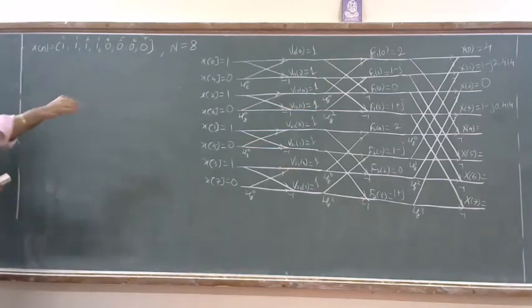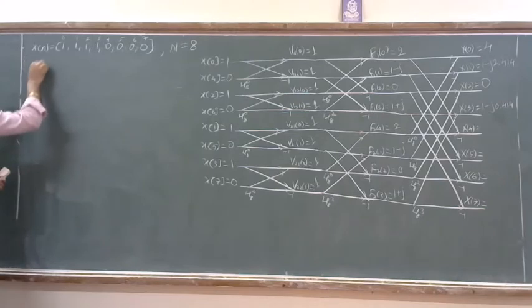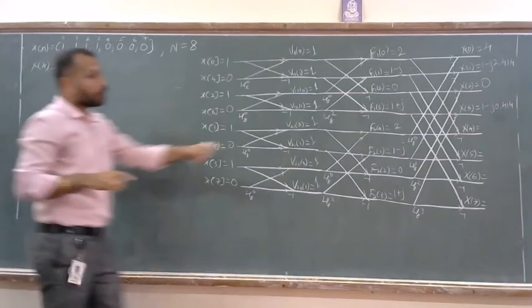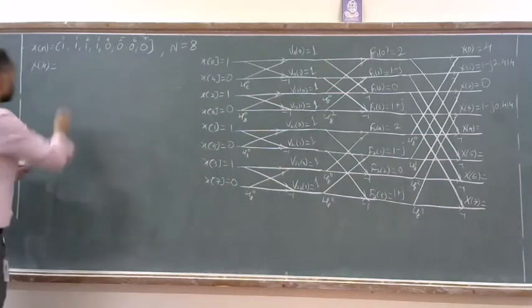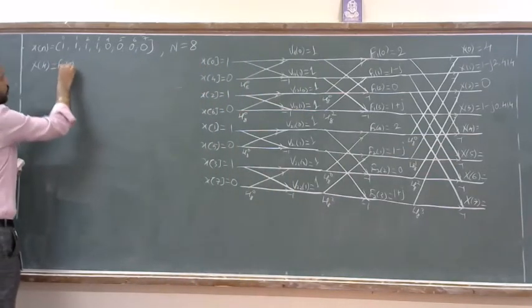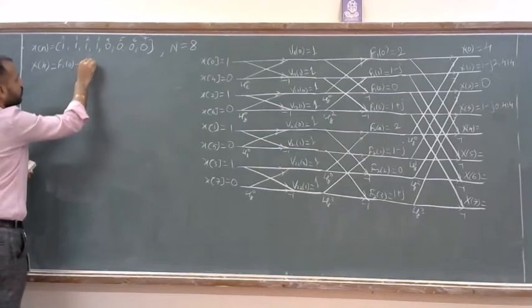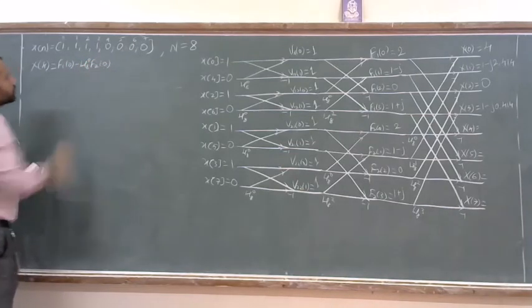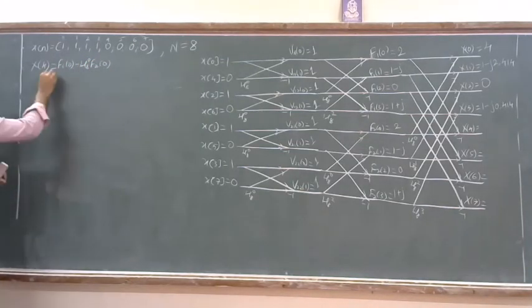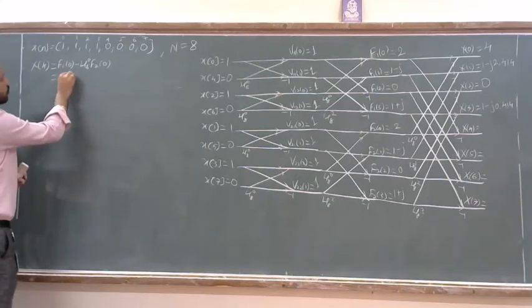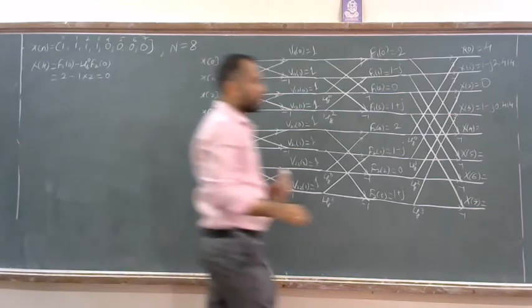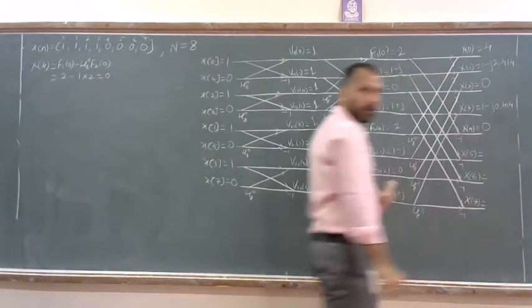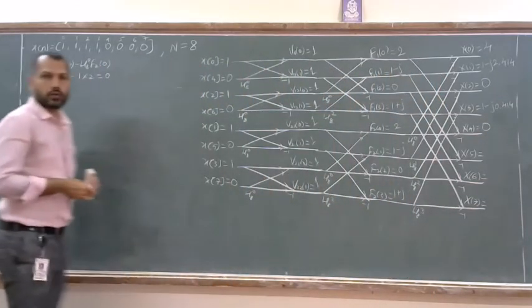Next, x of 4. x of 4 is the bottom point in the first butterfly structure. So it will be calculated as f1 of 0 minus W8^0 f2 of 0. Okay, so f1 of 0 is 2, minus 1 into 2. 2 minus 2 will be 0. So the fifth DFT point will be equal to 0.